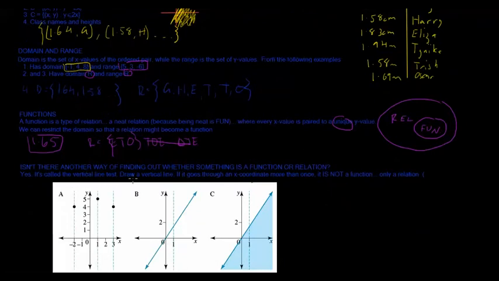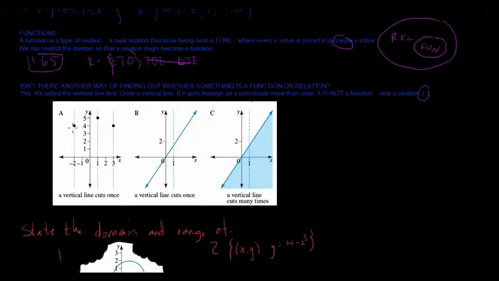Yes, it's called the vertical line test. Draw a vertical line. If it goes through an x coordinate more than once, it is not a function, only a relation. Sad face. So, in example A, we've got 3 coordinates, 3 ordered pairs. Is it a function? Well, let's draw some vertical lines and test.